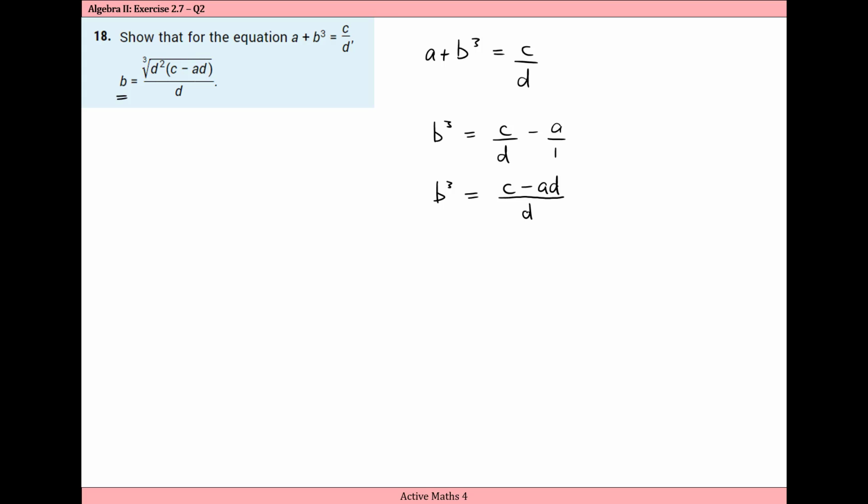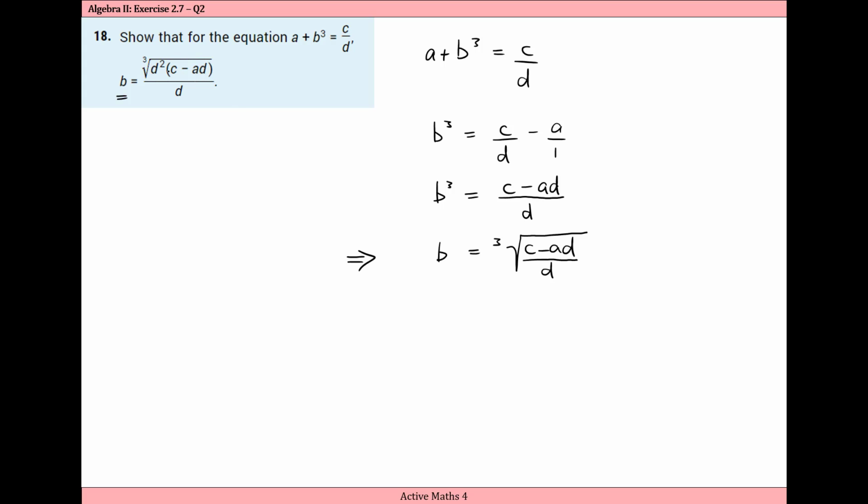b cubed is equal to this fraction, so what I'm going to do is get the cubed root of each side. So if I get the cubed root of b cubed, I have b, and if I get the cubed root of the fraction on the right, I just get the cubed root of c minus ad over d. Now, we've been asked to get b on its own, or make b the subject of the formula, and essentially that work is done, other than they've asked us to express that in a particular form, and our answer doesn't yet resemble the answer that we've been given.